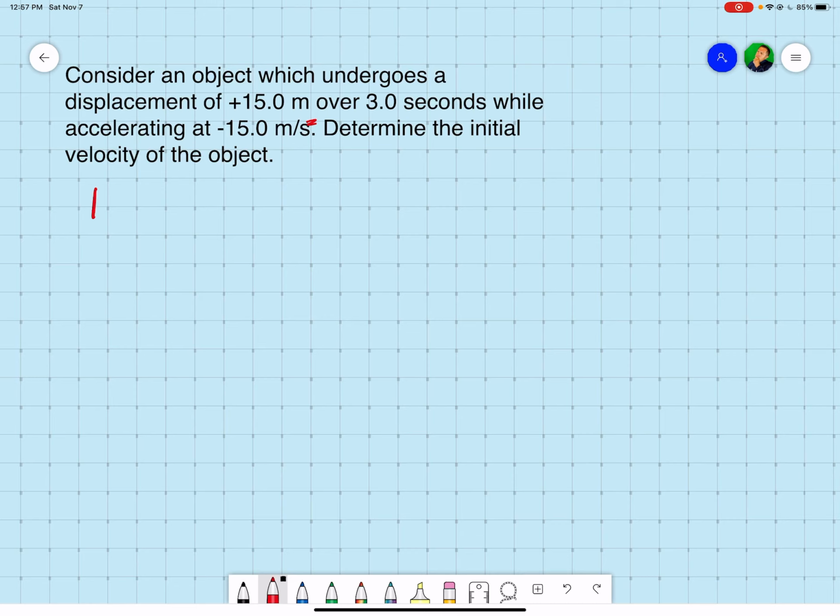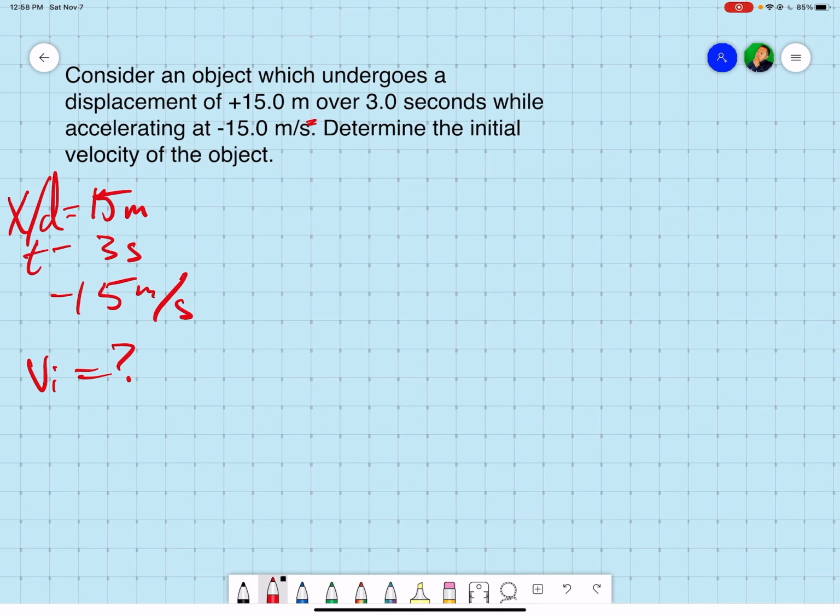So I see 15 meters, I write it down. I see 3 seconds, I write that down. I see negative 15 meters per second, okay? And I'm looking for initial velocity. All right, so meters is going to be either an X for how far or a D for displacement, or whatever letters you're given. Seconds is time. Meters per second is a velocity. Now, this is initial, so this must be a final velocity.